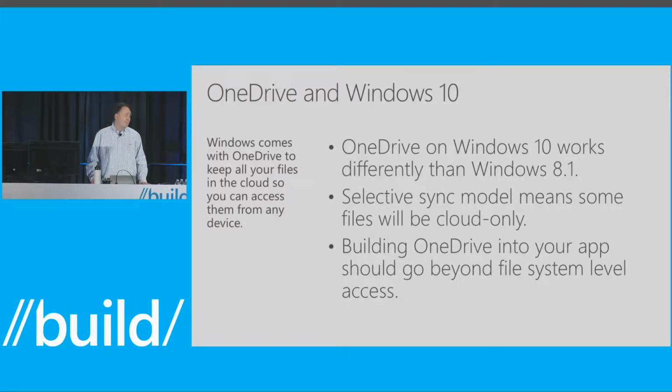We've gone back to the selective sync model, which means that some files will be cloud only if your device doesn't have enough room for all of them. That's an important thing to remember when you're thinking about the developer experience there, because you can't just assume that all of the files in somebody's OneDrive will be on the machine. You need to think about maybe using our APIs to get to them and going beyond just file system access.